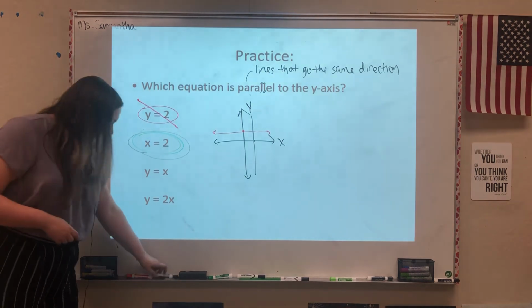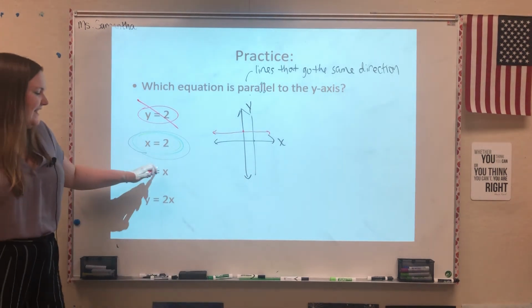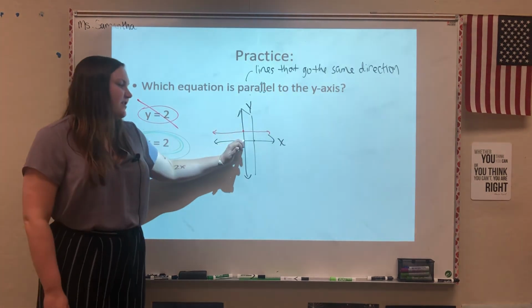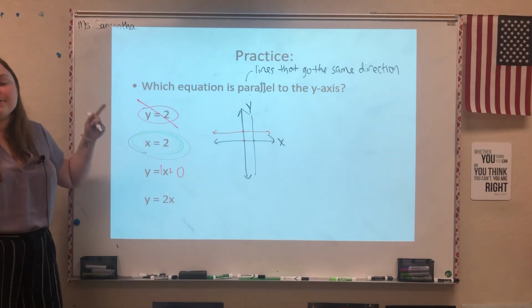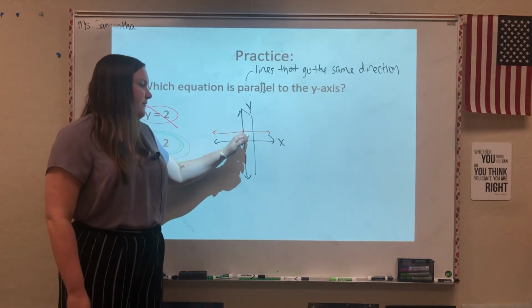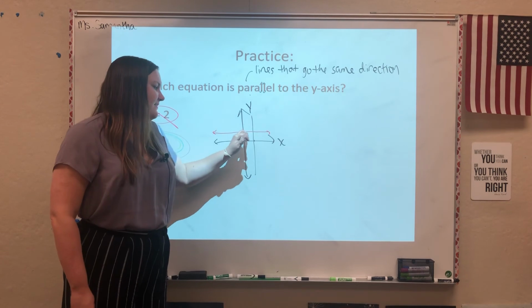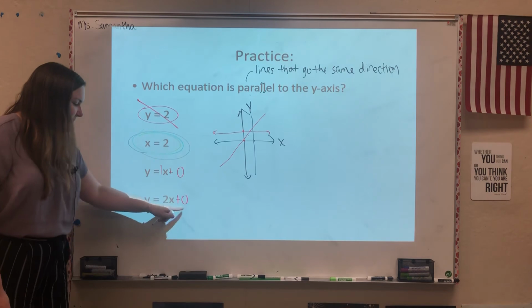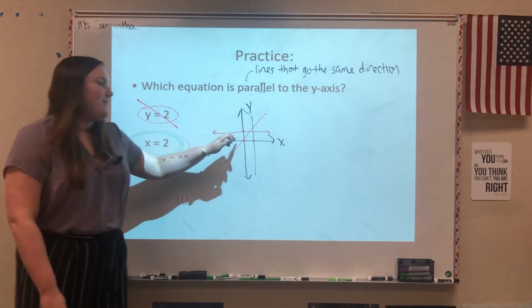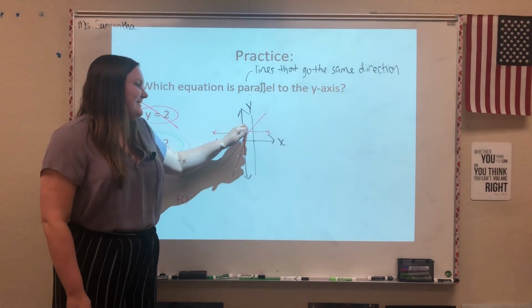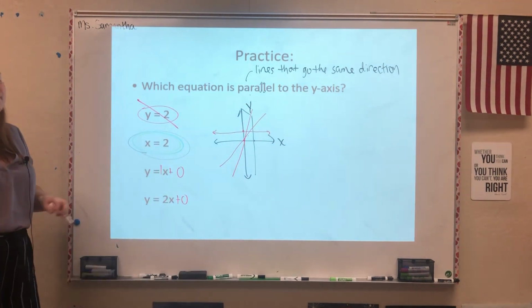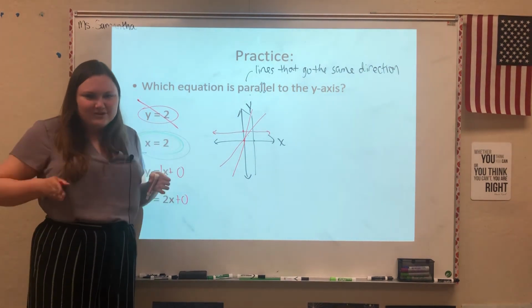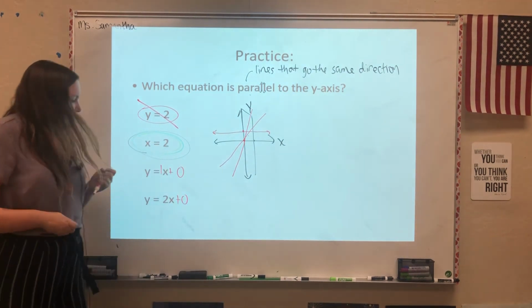Y equals x is a line that has a slope of 1 and a y-intercept of 0. That would be a line that starts here, and then the rise over run would be 1 over 1. So 1 over 1, 1 over 1. It's going to be a diagonal line that looks like this. Y equals 2x is similar. It still has a y-intercept of 0, but this time the slope is 2. So you'd be going up 2 over 1. It would just be a steeper line like that. But both of those wouldn't be parallel to the y-axis because they cross through it. Parallel, you got to go the same direction, which means you would never be crossing.